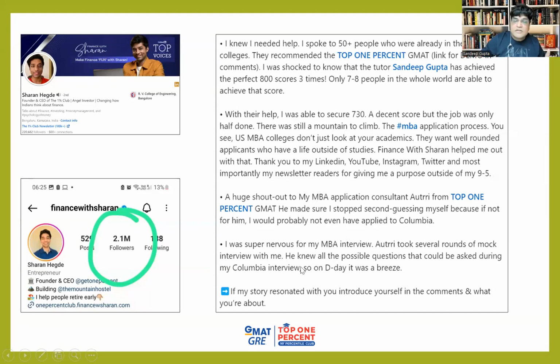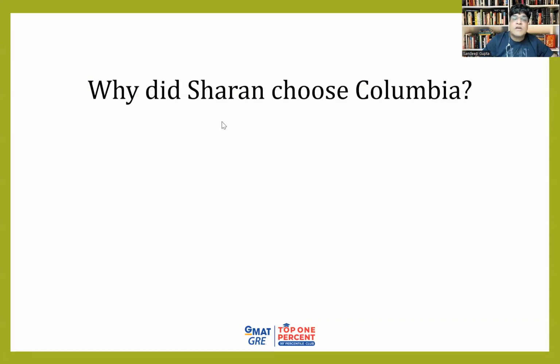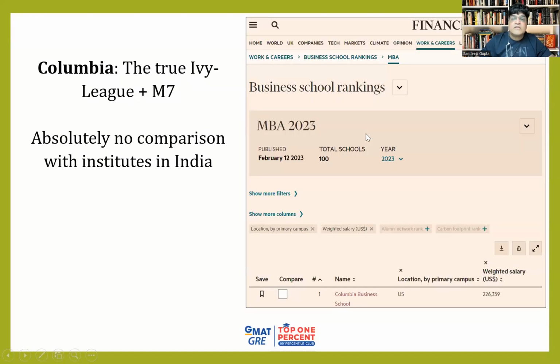Now, some of you don't understand what Columbia is. Let me just explain why he chose Columbia over all the other schools. Because he comes from finance. And the Financial Times, the global finance newspaper, ranks Columbia Business School as the #1 business school. This is the starting salary. You can see Columbia is ranked #1 by the Financial Times. He's a finance guy. His channel name is Finance with Sharan.